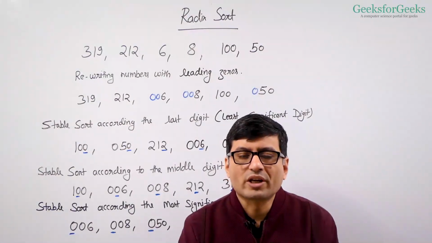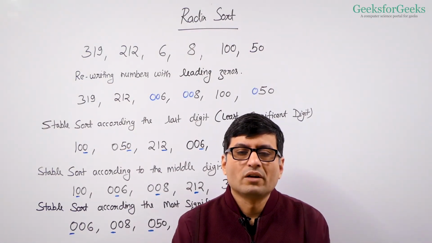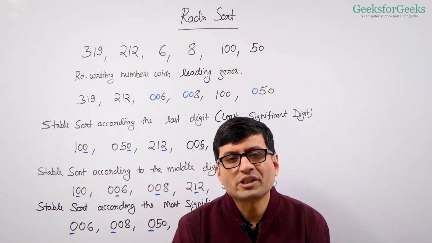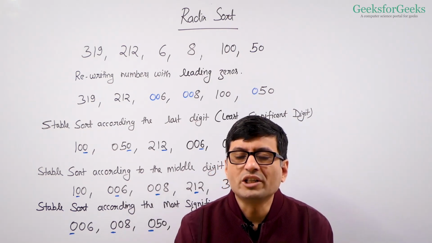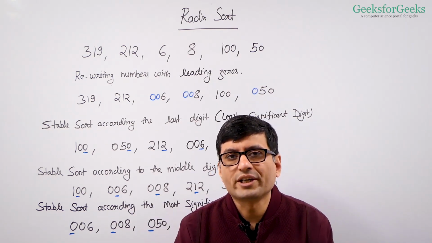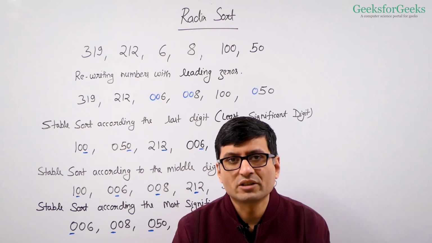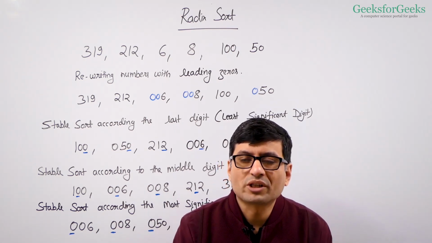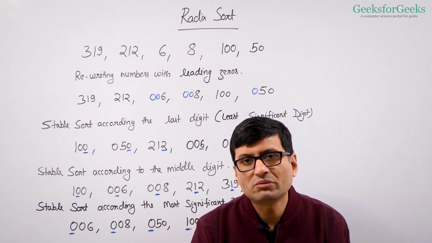Let us talk about Radix Sort algorithm. Radix Sort algorithm, like counting sort, is also a linear time algorithm if your data is within a limited range. Now we already have counting sort. Why do we need another sorting algorithm?